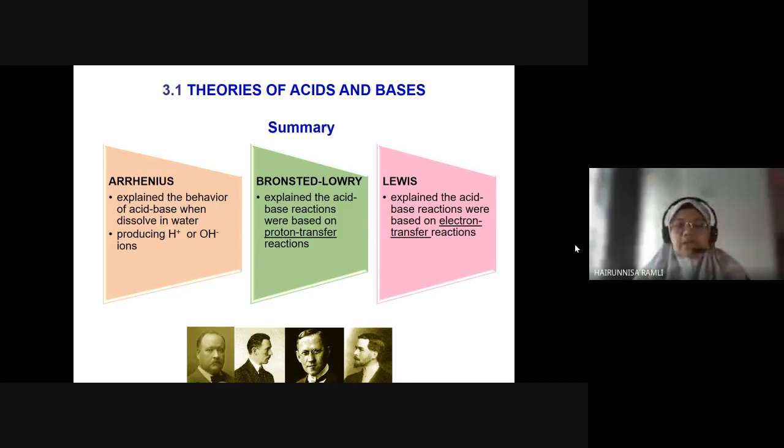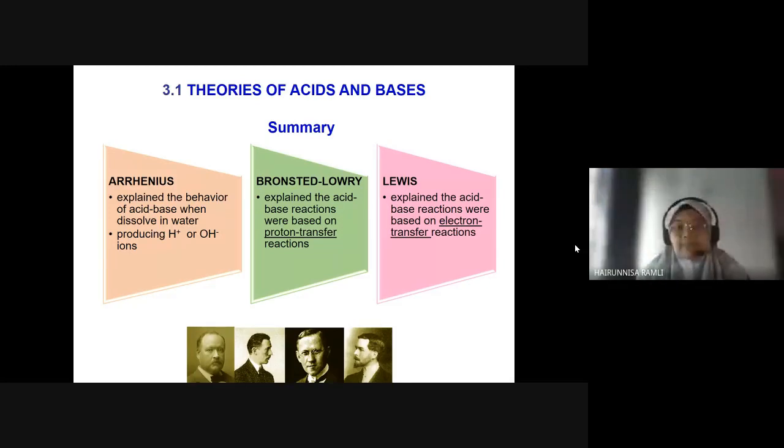Because of that, Bronsted and Lowry came up with a new theory to enhance the Arrhenius theory. It is not a completely new theory, actually it enhances what cannot be explained by Arrhenius. They explain the acid-base reaction based on proton transfer. It means that an acid donates a proton, which is H+, while a base accepts a proton, or accepts H+.